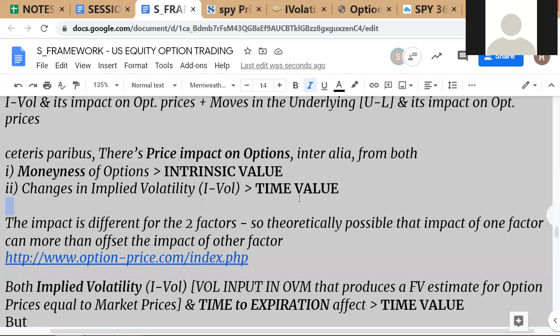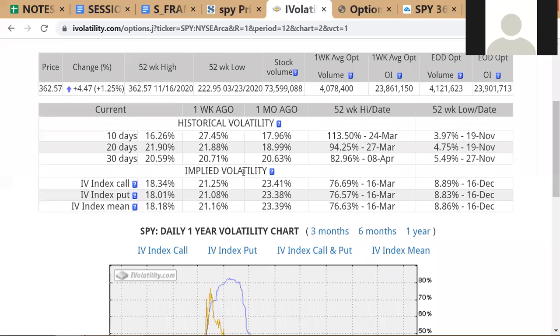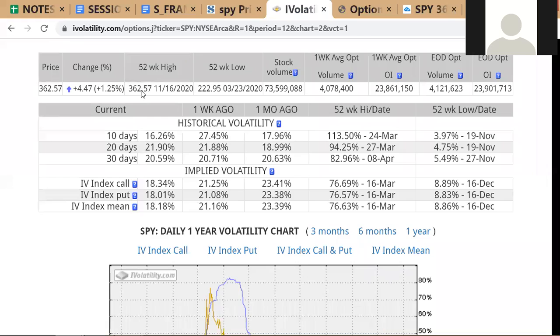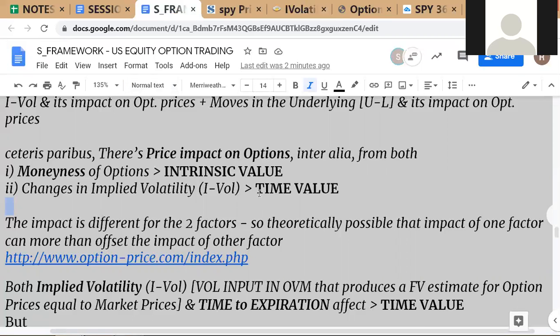So this is your theoretical framework. Make sure you understand it very well. It's going to be driven by these two things. The next level question is, what is going to drive the changes in the intrinsic value? And the answer to that is movement of the underlying. This is fixed, and therefore changes in this are going to drive the changes in the intrinsic value. And what's going to drive the changes in the time value?